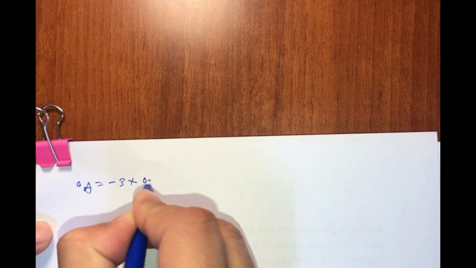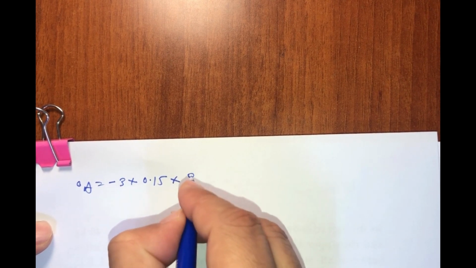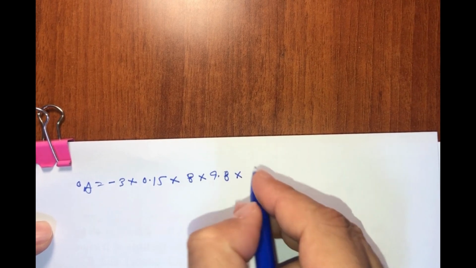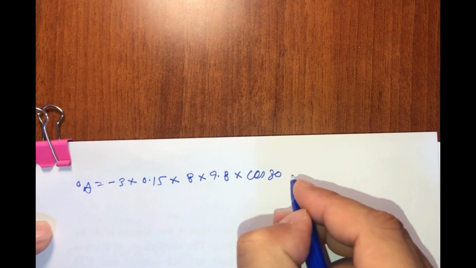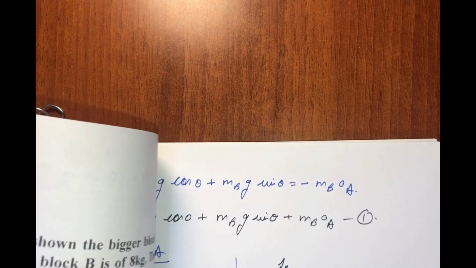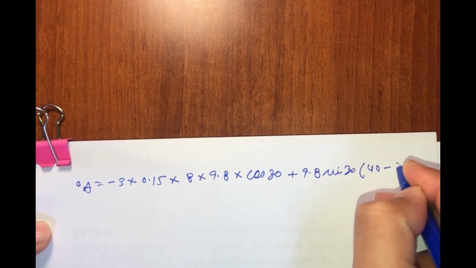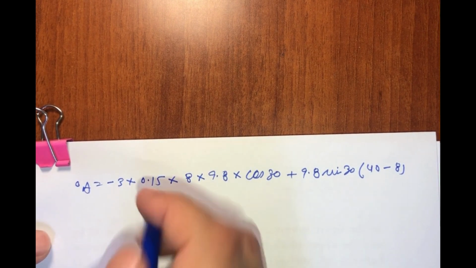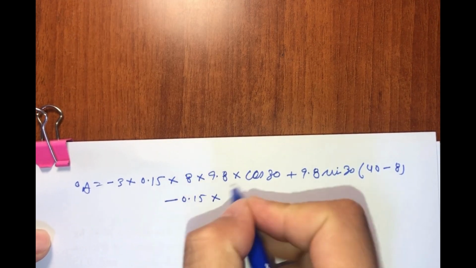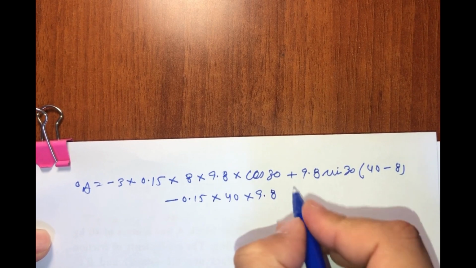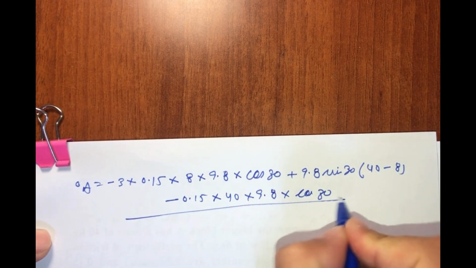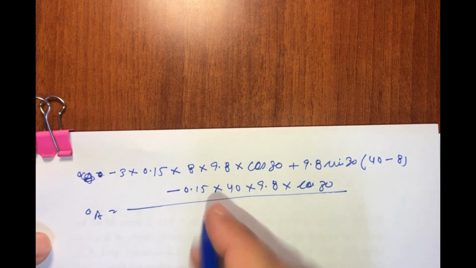Now we are going to substitute the values. We get acceleration of A as minus 3, mu is 0.15 and MB is 8 and g is 9.8 and angle theta is 30, so this will be cos of 30, plus 9.8 and g sine of 30, 40 minus 8, and the last term is minus mu, that is 0.15 into 40 kg into 9.8, multiplied by cos of 30, divided by 40 plus 8.